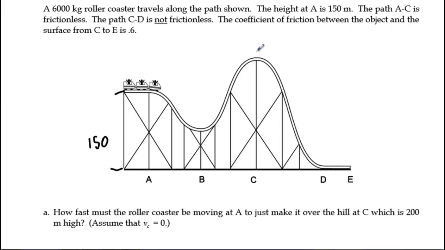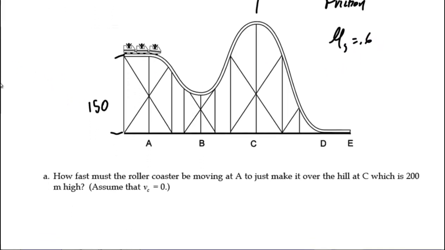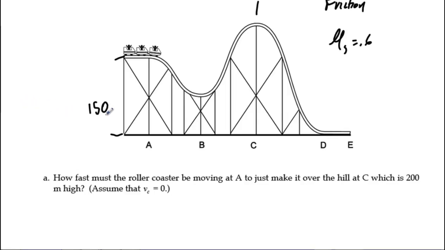The path C to D is not frictionless, so over here we do have some friction, which makes us a little bit sad. And then the coefficient of friction between the object and the surface from C to E is 0.6. So not only do we know that, but we know the coefficient of friction is equal to 0.6. Cool. How fast must the roller coaster be moving at A to just make it over the hill at C, which is 200 meters high?